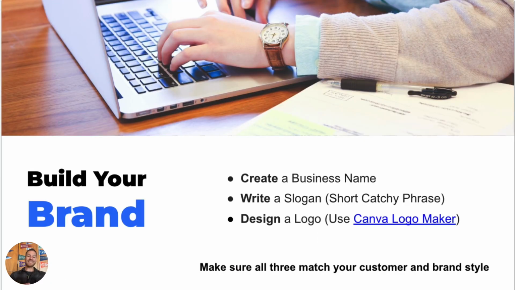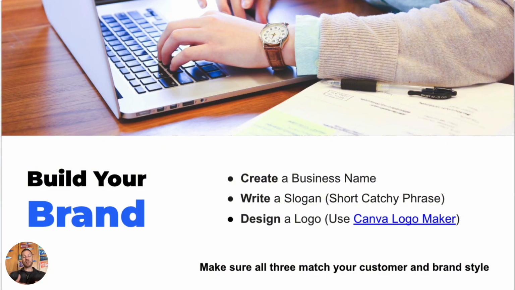With those pieces, now we want to begin building our brand. Even if you're not doing the full semester project, this is a great activity. It's embedded within the guided notes for this unit where you create a business name, write out a slogan, and then design a logo. I would recommend you design your logo using Canva's logo maker, and I've hyperlinked it here within the slides. Make sure all 3 match your customer and the brand style. This concludes the instructional piece as well as the major activity for the assignment that gets tied into this full unit.